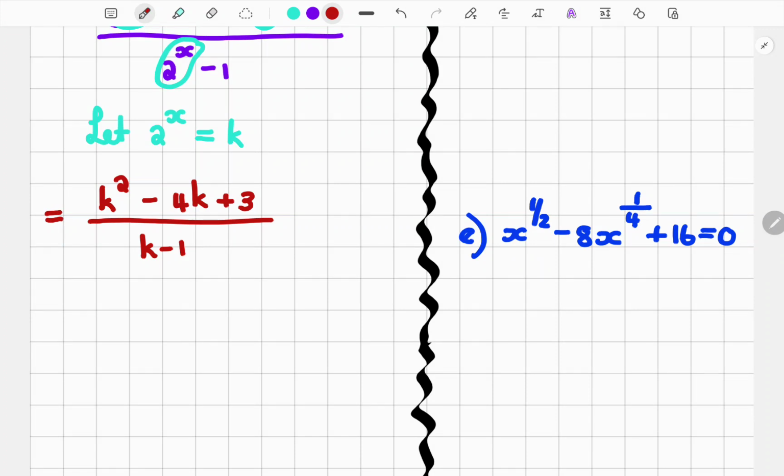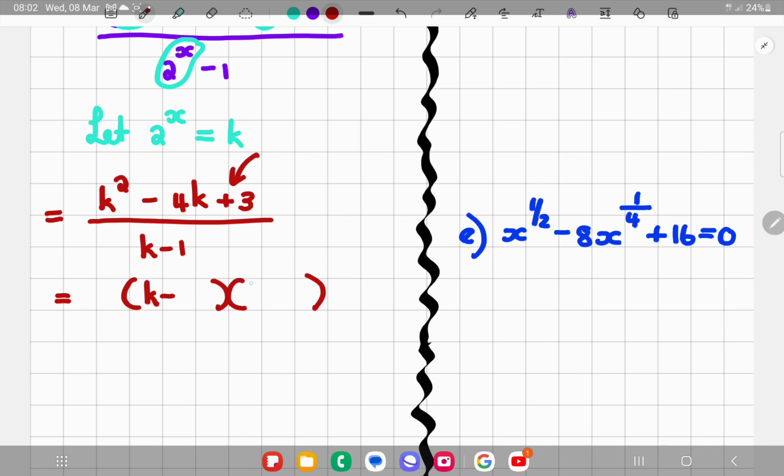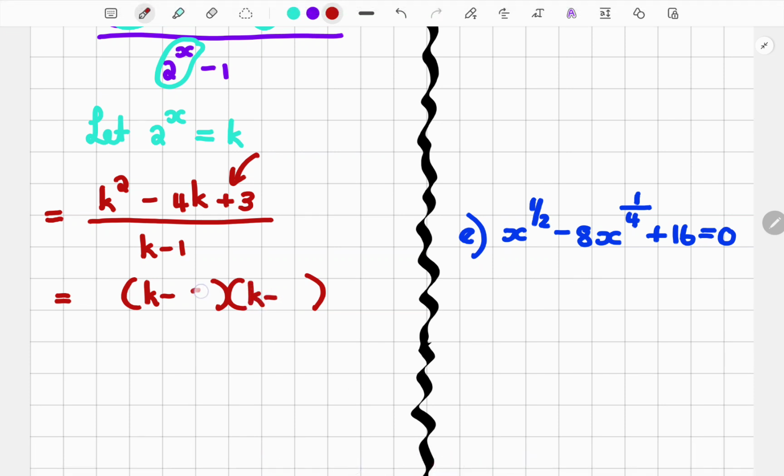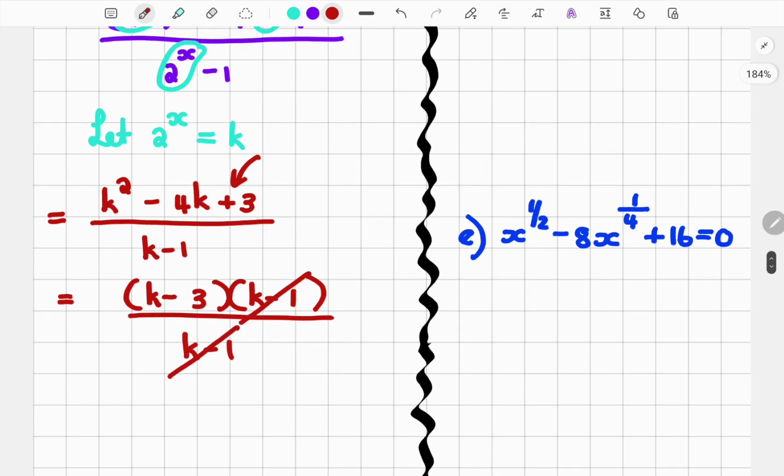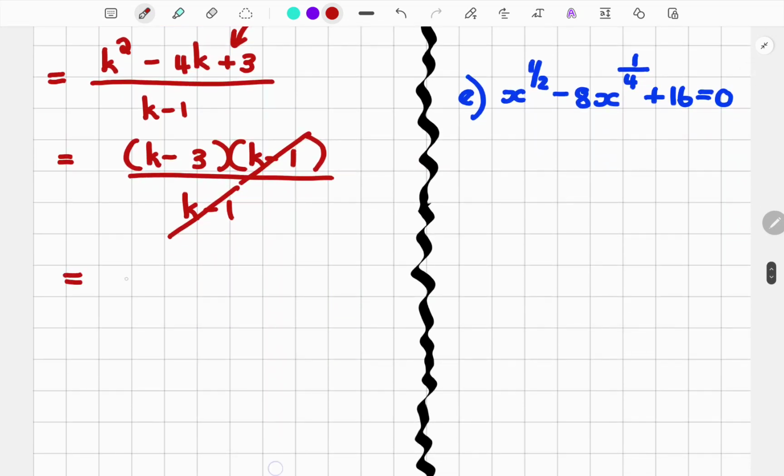Okay, so it's in that format of a trinomial. So you always set it up with two brackets, the signs are the same, and they are both negatives. And what times what gives you 3? 3 times 1, if you minus 3 minus 1 gives you that negative 4. And that's all over k minus 1. I can cancel out there and say that my answer is k minus 3.